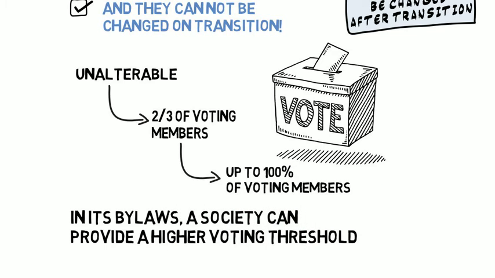So after transition, a society could choose to require a threshold of 100% of voting members to change a bylaw provision that was previously unalterable, and at the same time retain the new default threshold of 2/3 of the votes cast for other bylaw amendments.